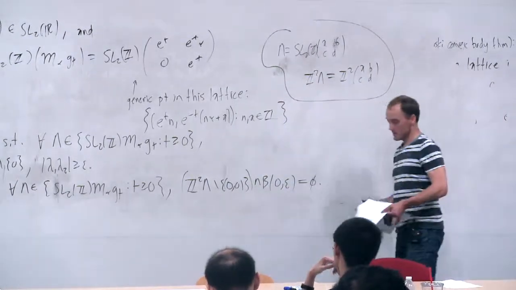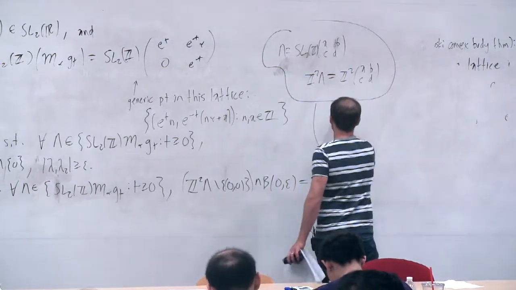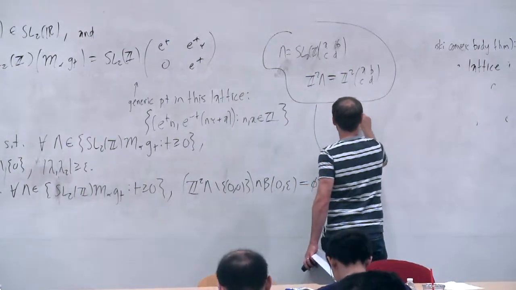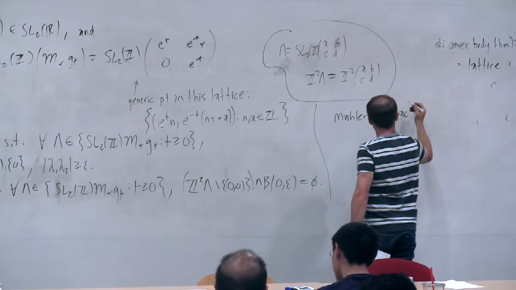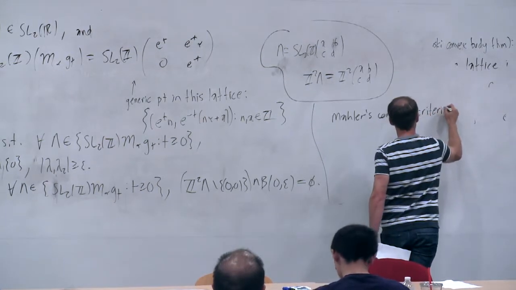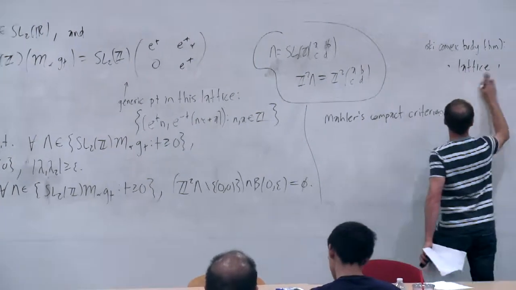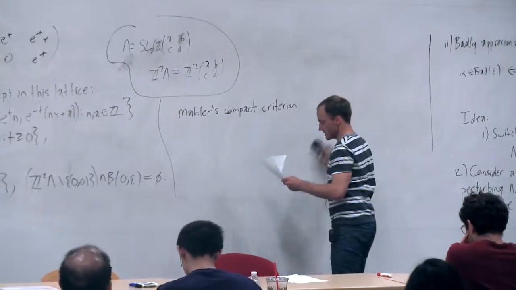Okay, I need to finish up. So to finish up, I'm going to tell you an important theorem in dynamics, which is called Mahler's compactness criterion. And Anthony is going to elaborate on this a little bit. There's also a more general form of this theorem, which I could tell you, but for now I'm just going to tell you the simple form that we need for this application.